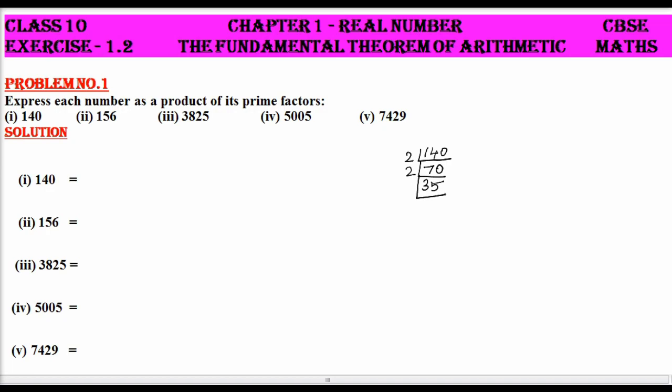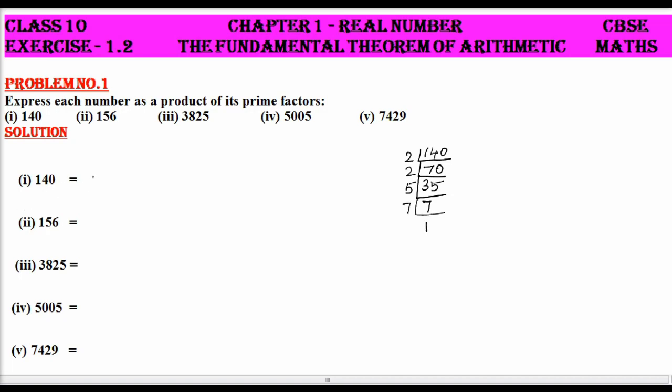Now this number is divisible by 5. So I get 7 as the quotient. Now this 7 is a prime number, so I can't divide it further. So let me stop here. Even if I divide, I'm going to get 7 and 1. So if you want, you can divide. Otherwise, you can stop with 7. There's nothing wrong in it.